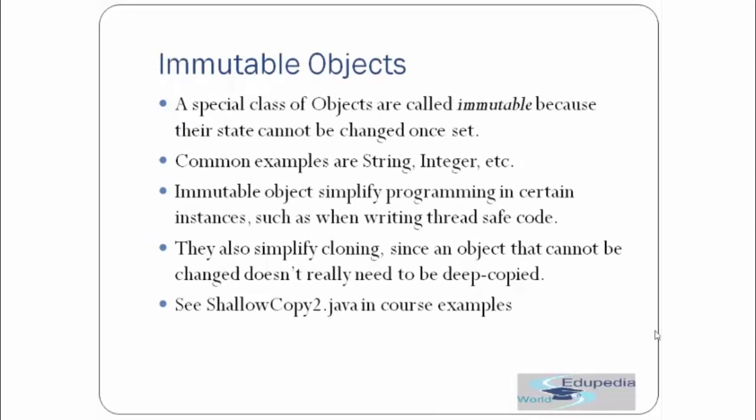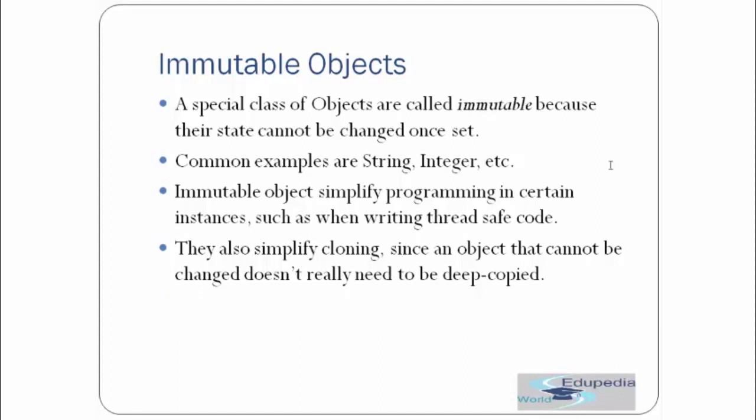Now let's see immutable objects. So what are immutable objects? Well, a special class of object is called immutable because its state cannot be changed once set. Some common examples of immutable objects are String, Integer, etc. That means once you have set their state, it will remain as it is and cannot be changed.